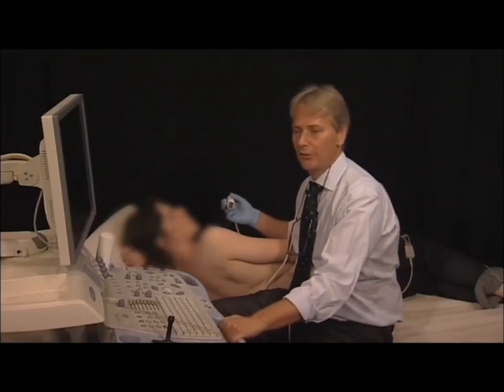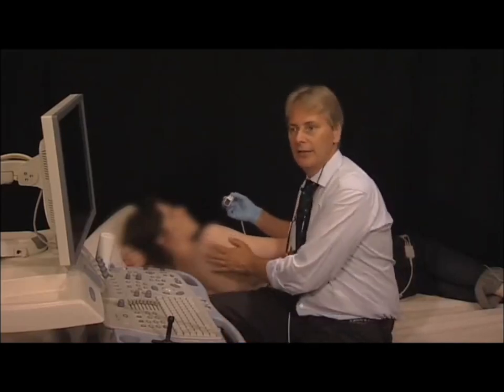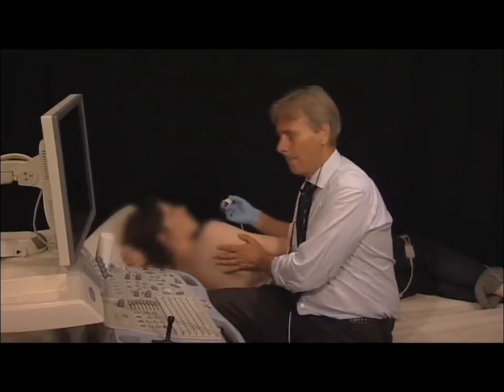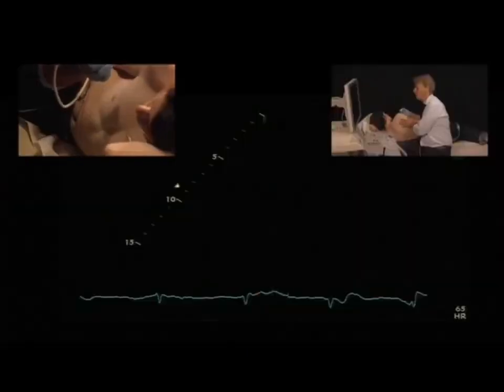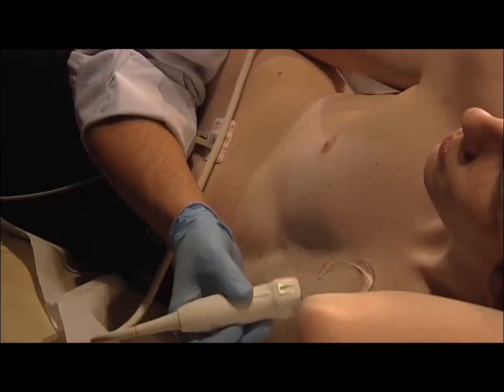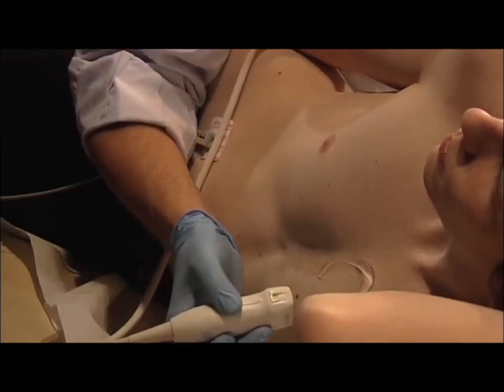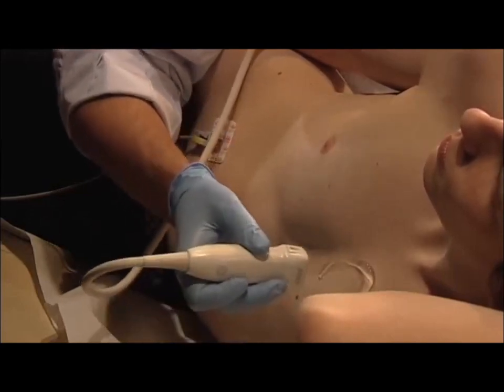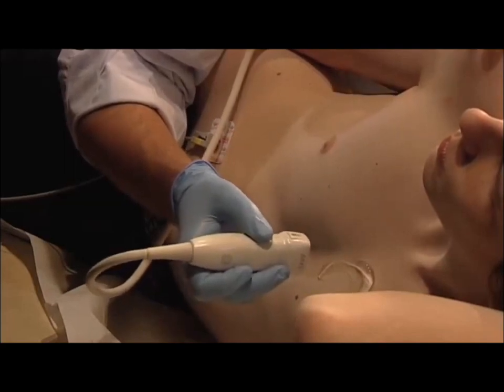How do we find the parasternal window? Well, the patient is in a left lateral position. We try to bring him over as far as possible. Then we take the transducer and we have the thumb on the marker. And the marker is oriented towards the right shoulder.